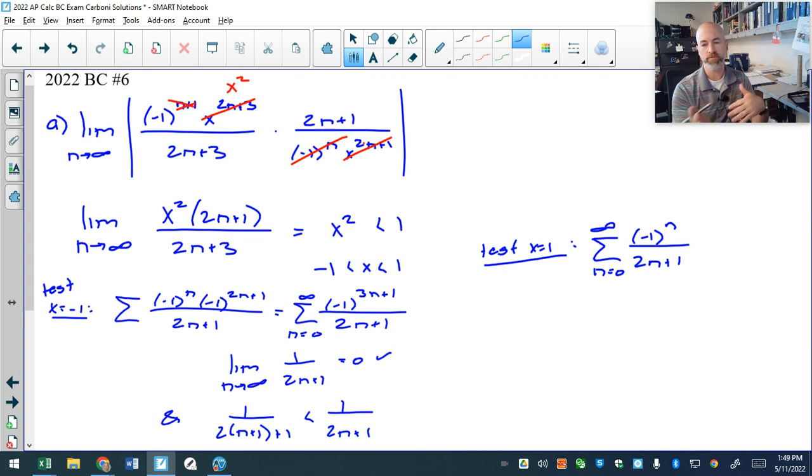Okay, now usually when you test your endpoints, you very frequently get one of them alternating and one of them not alternating, which opens up other convergence tests that are needed. However, because this x is being raised to the 2n plus 1, we actually are going to end up with 2 alternating series tests. And so test x equals 1, that is also, and because I have the work for the alternating series test over here with the 1 over 2n plus 1, I'm not going to repeat that, also converges by the alternating series test.